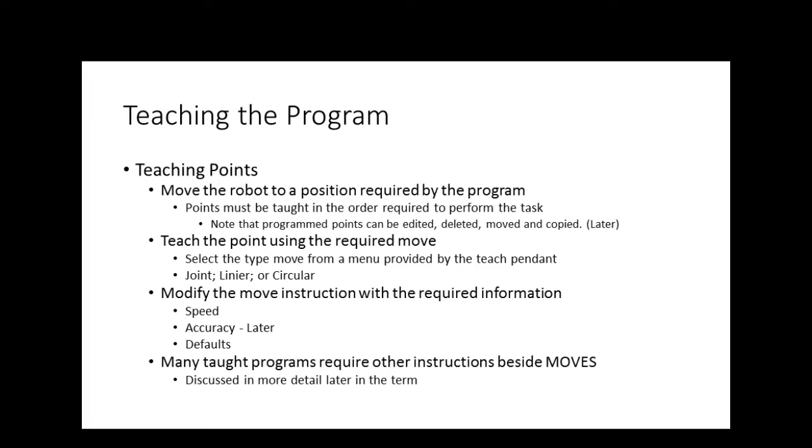And so all our robots are what we call point-to-point robots. So what a point-to-point robot does is we teach it a point, and we tell the robot controller how we want to move to that. And that would be that move instruction, right? You understand? So what we'll do is move the robot to a position required by the program.